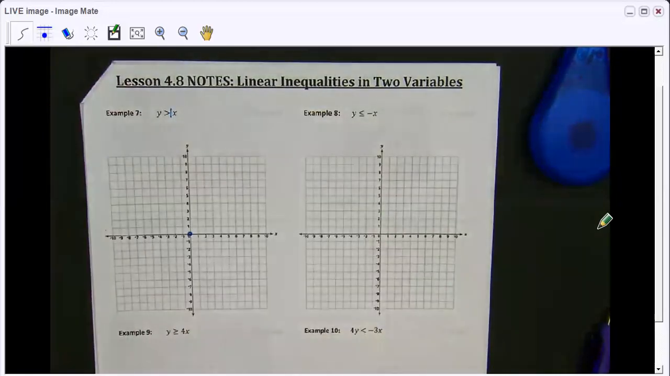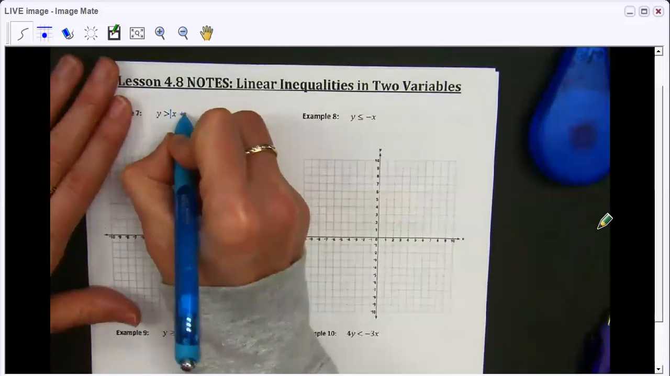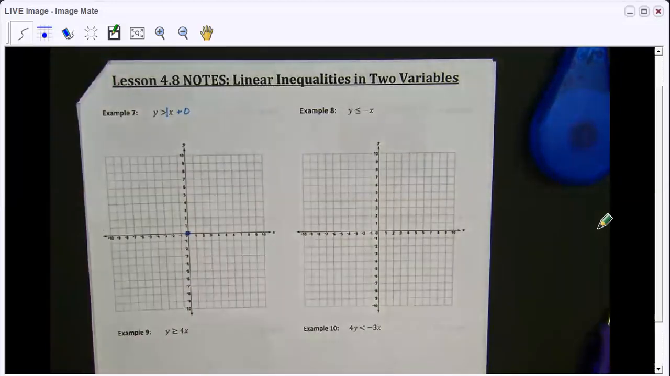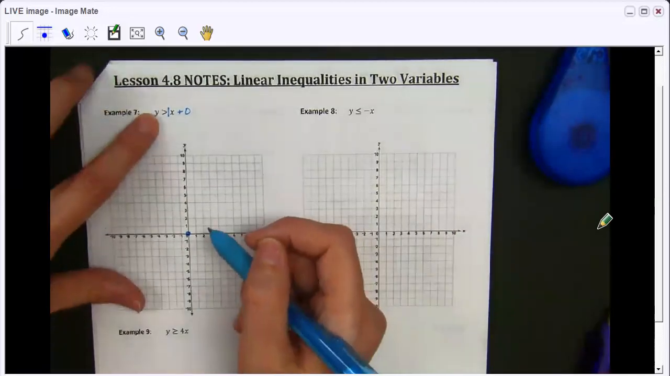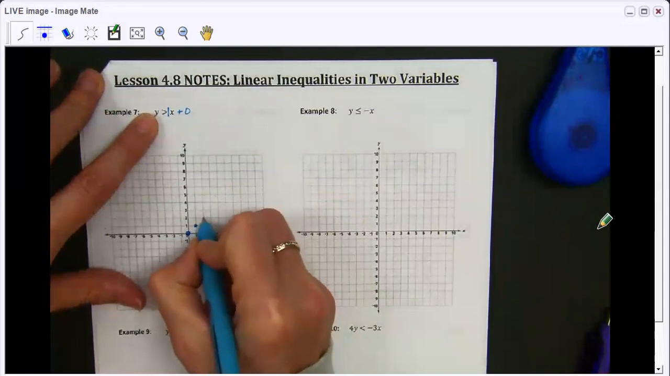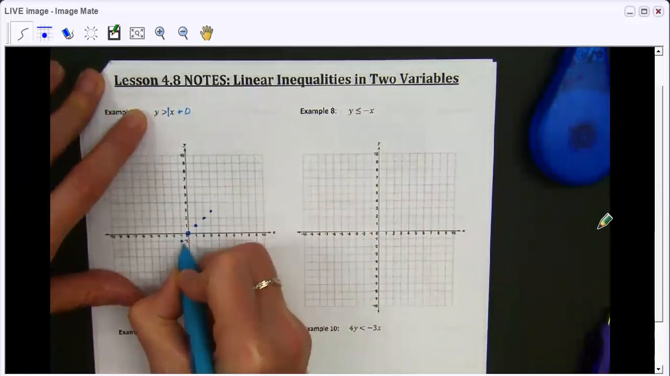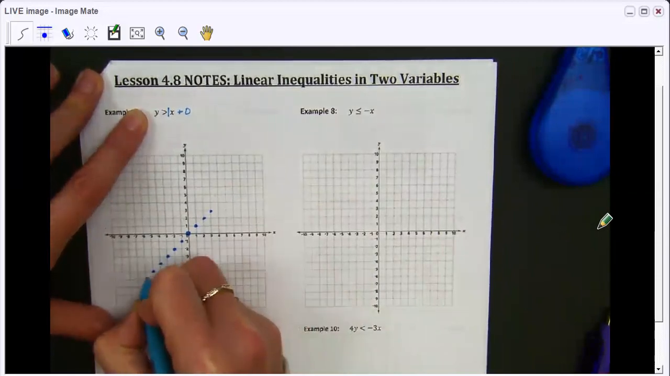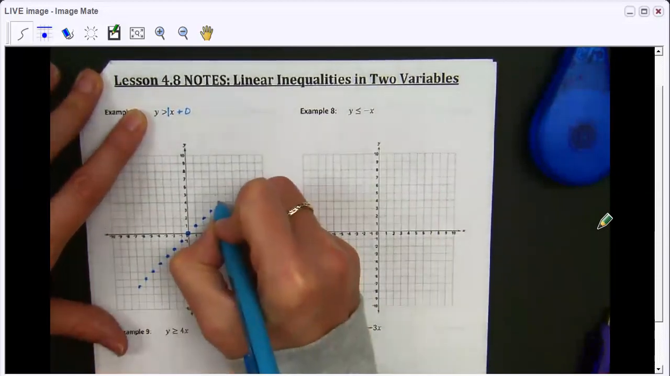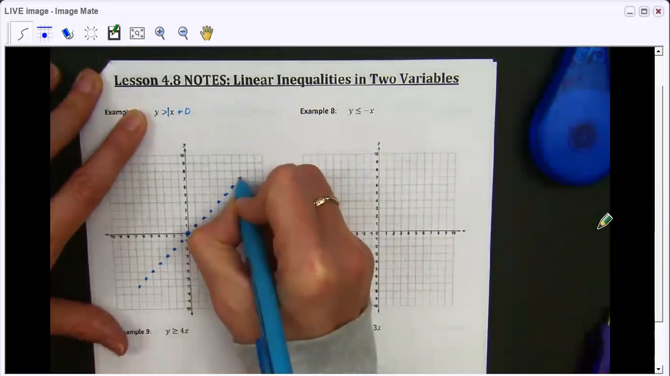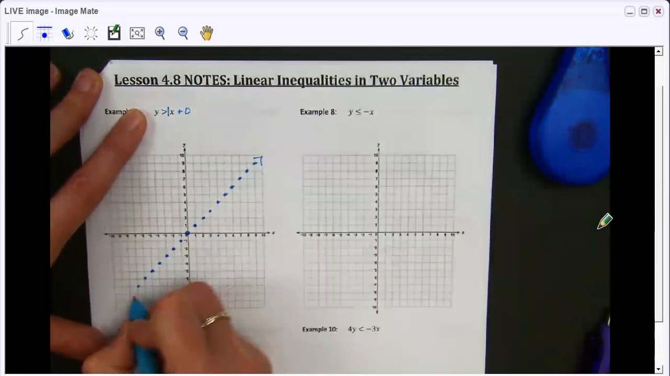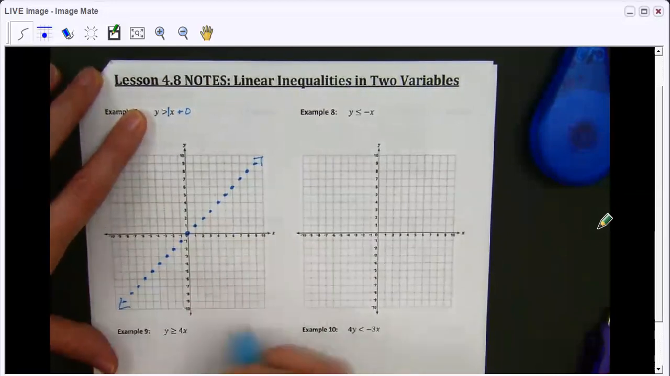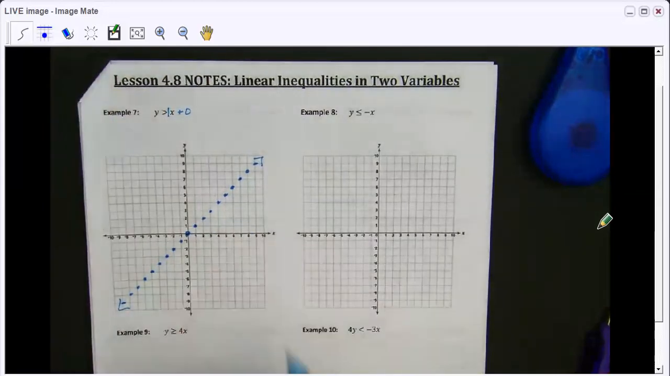Yeah, there's no y-intercept shown, so it's 0. And then we just rise 1, run 1, and then a dotted line. In this case, you could just probably leave it like this. And then shade. And so y is greater than, so shade above.